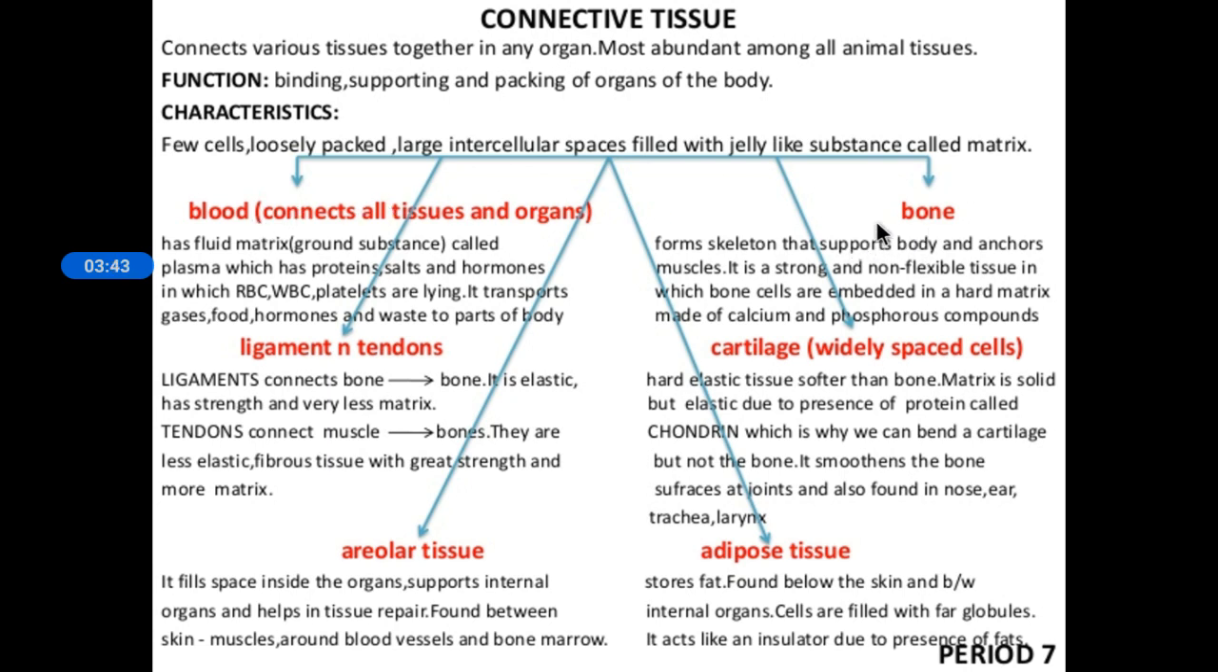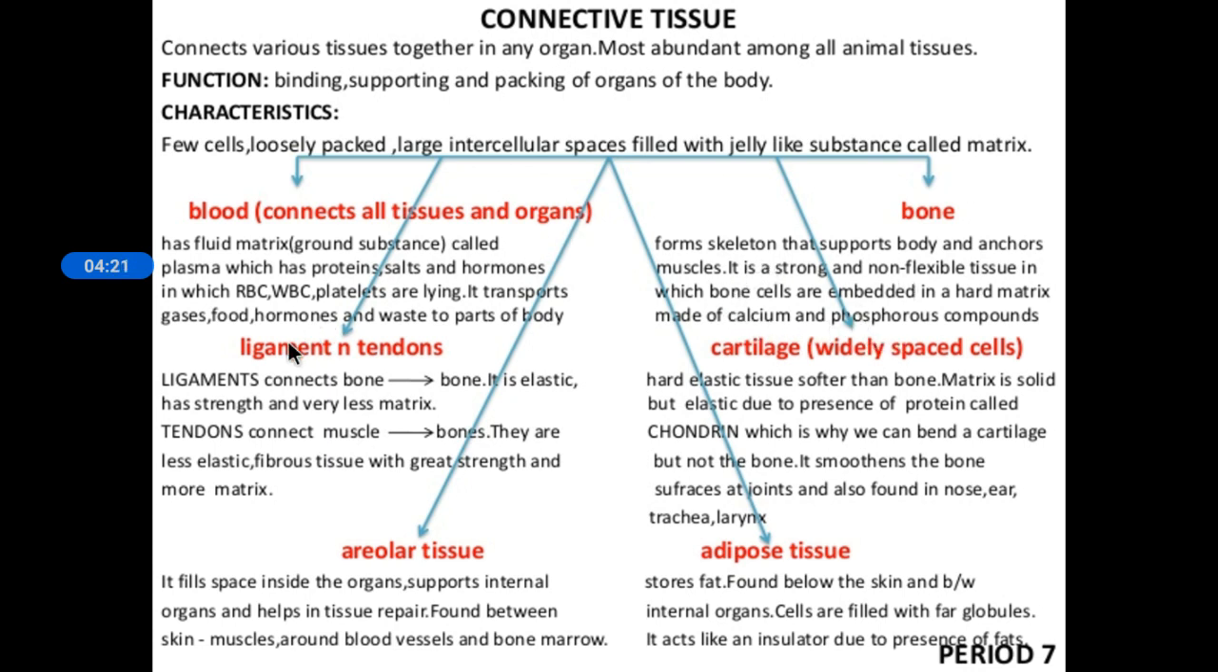So next is bone. By hearing the word bone itself, something which is hard, right? So what may be the hard matrix in it? Yes, it is calcium and phosphorus. Bone mainly forms the skeleton that supports the body and anchors muscles, that is, it helps in movement. We all know it is a strong, non-flexible tissue in which bone cells are embedded in a hard matrix. What is the hard matrix? Very important question. The matrix in the bone is calcium and phosphorus.